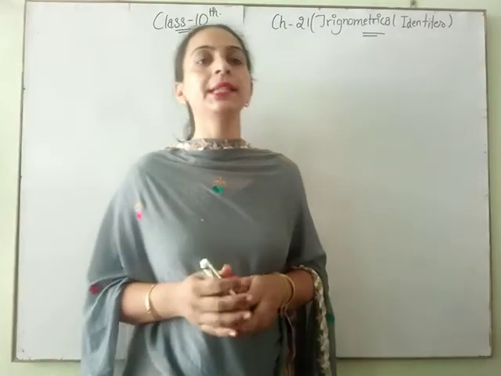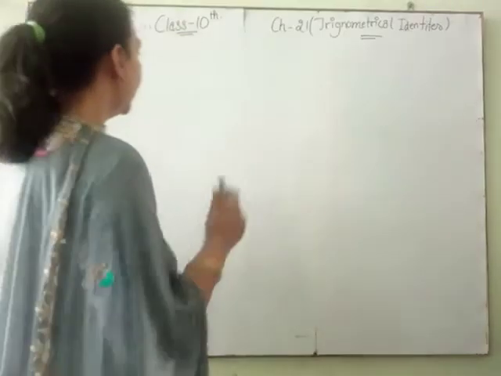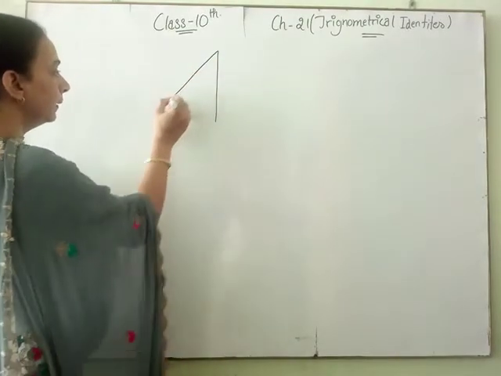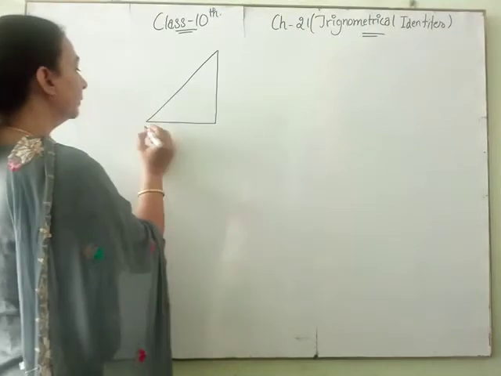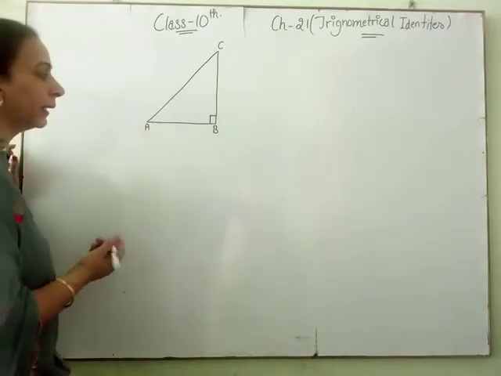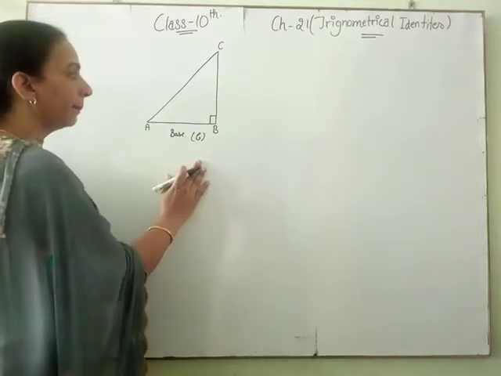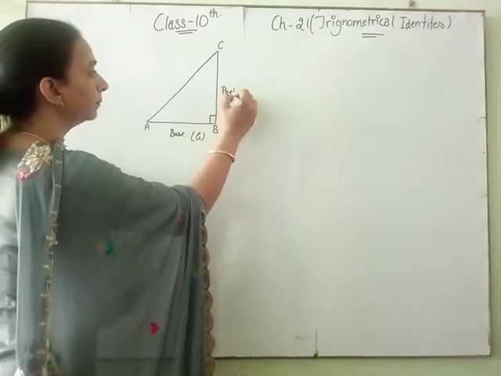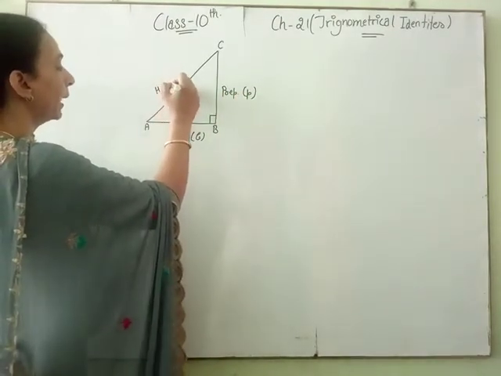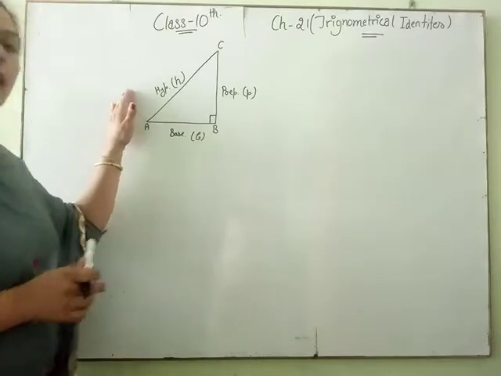Trigonometry means the science which deals with the measurement of a triangle. In this, we take a right angle triangle. Let we have a right angle triangle ABC, and this is the 90-degree angle. Let this be the base, and let me write this B, and this is the perpendicular, P, and this is the hypotenuse, and write this H. Base, perpendicular, and hypotenuse.